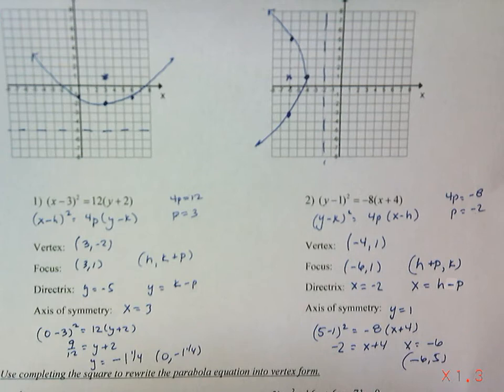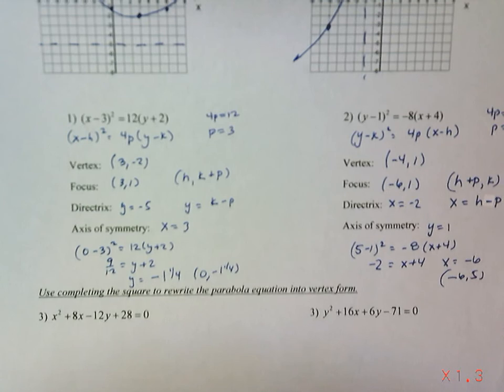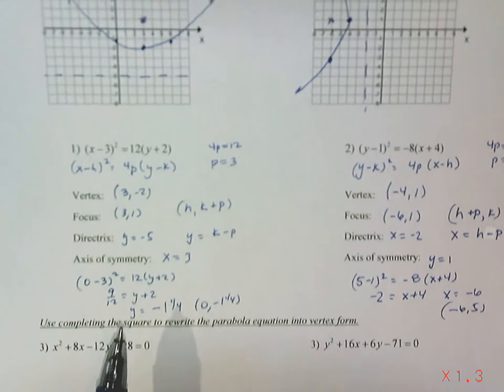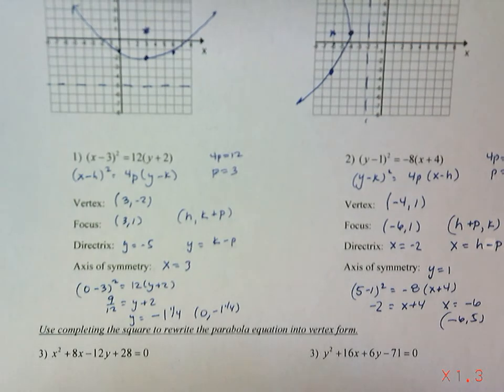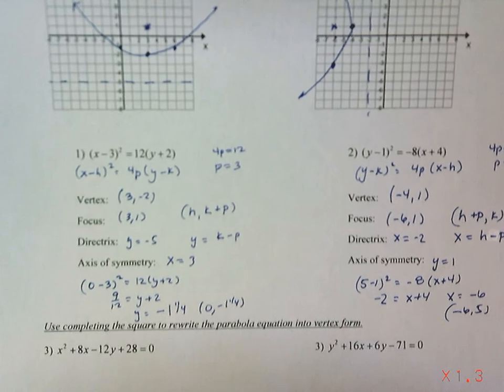The other thing that we have to be able to do is to go ahead and take something that's in standard form and put it into vertex form. And different books use different terminology. I think your textbook calls this general form. So we're going to start in this form, and we're going to rewrite it so it looks like these did up here. And we're going to use completing the square. The first couple times you do these, it might seem difficult, but it gets easier.